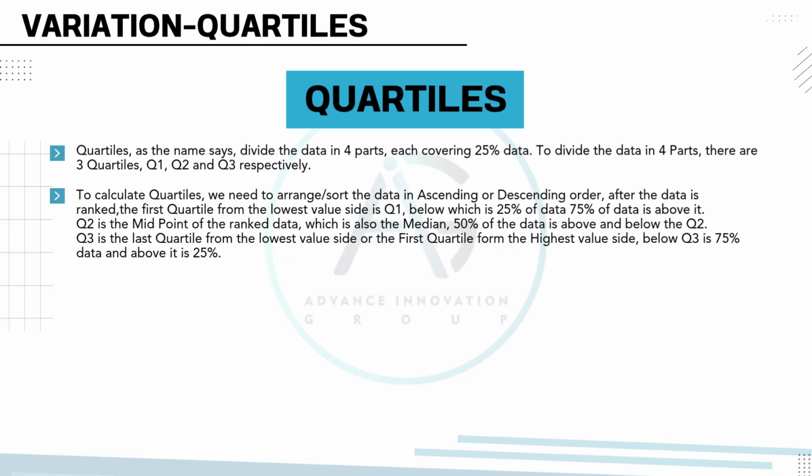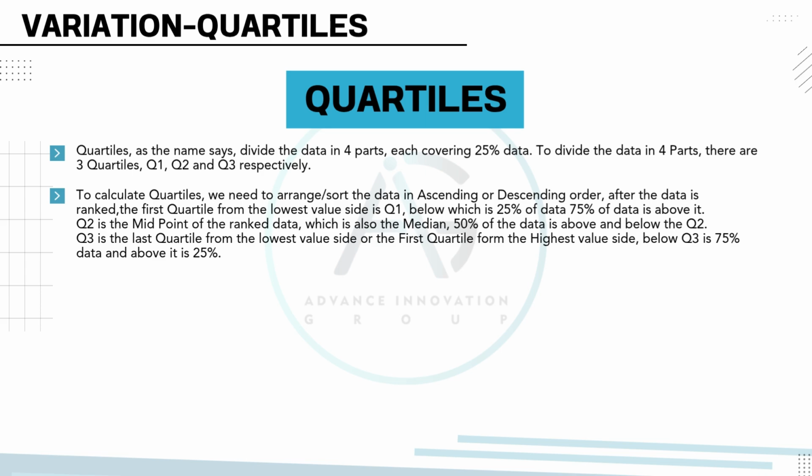After the data is ranked, the first quartile from the lowest value side is Q1, below which is 25% of data, and 75% of data is above it. Q2 is the midpoint of the ranked data, which is also the median. 50% of the data is above and below the Q2.